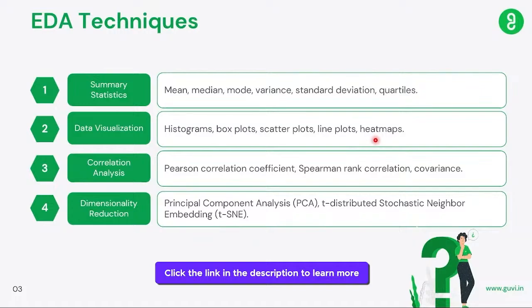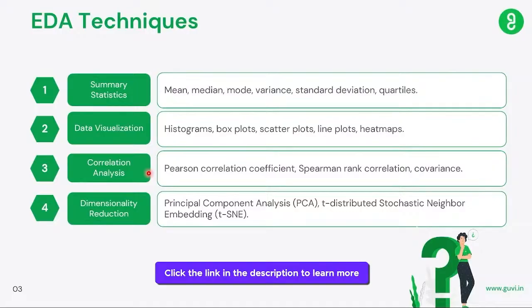Let's take an industry example so that you can understand and relate. In marketing, data visualization is a powerful tool for understanding customer behavior and preferences. Visualizing customer demographics through histograms, or exploring the relationship between advertising expenditure and sales using scatter plots, can inform targeted marketing strategies and campaign optimization efforts.